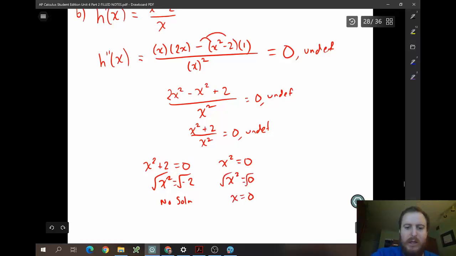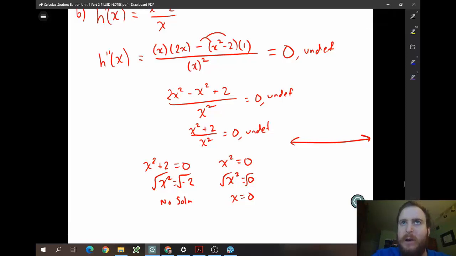Now, you do want to remember that this does not exist here. So it's not actually an inflection point, but it still can change concavity. Right? It's not an inflection point because it might be like a vertical asymptote. But again, it still can change concavity, so we want to be careful about that. So at x equals 0, that's our test point.